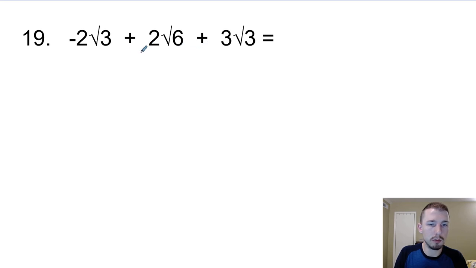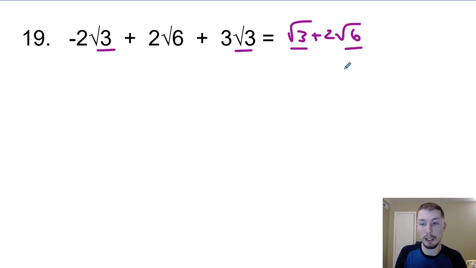I've got some like terms here and here, rad 3's and rad 3's. So negative 2 rad 3 plus 3 rad 3's is going to give me 1 rad 3 plus 2 radical 6. So that's going to be radical 3 plus 2 radical 6. Now, the rad 6 and the rad 3 are not like terms, so I can't add them together.